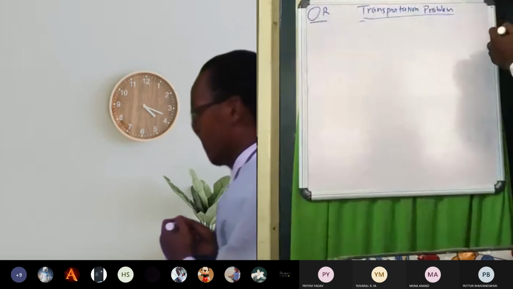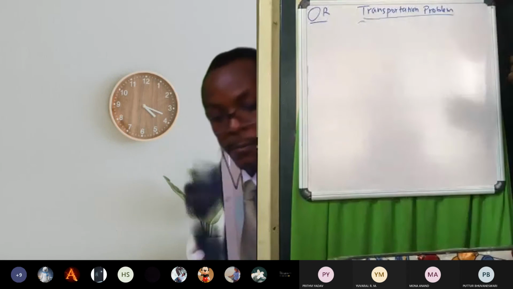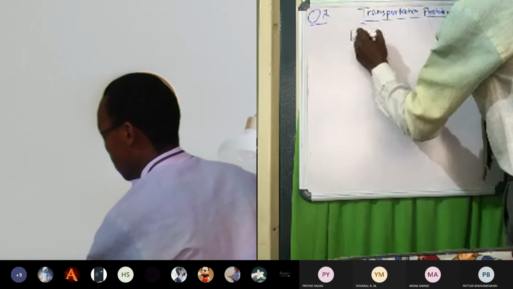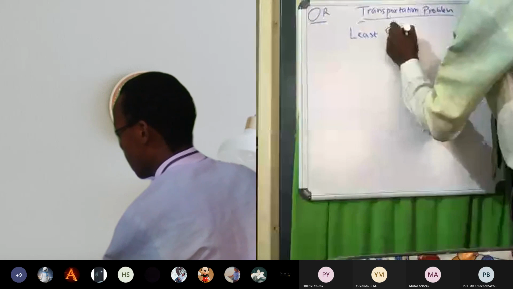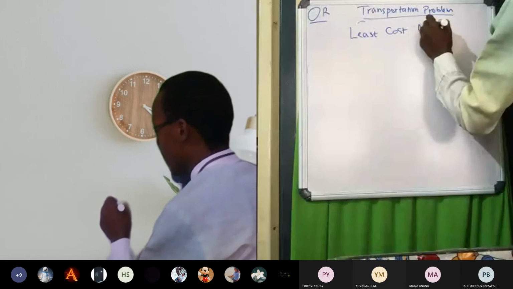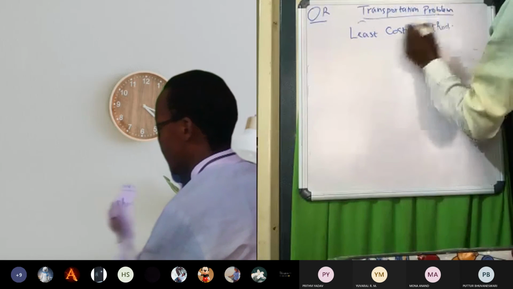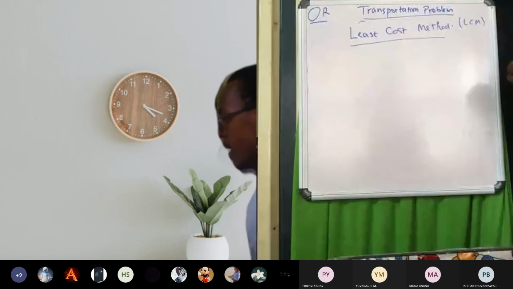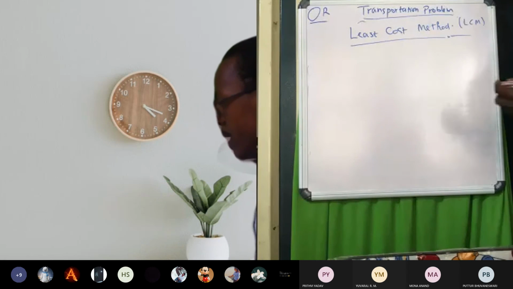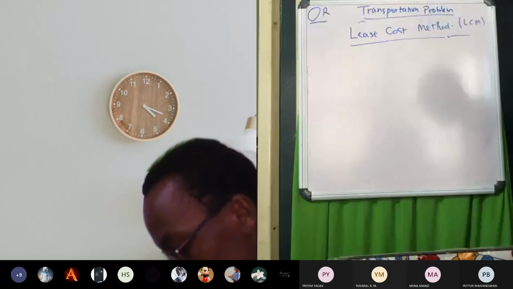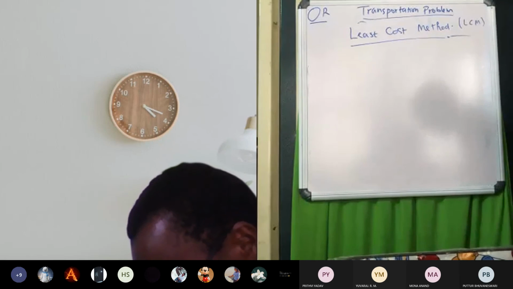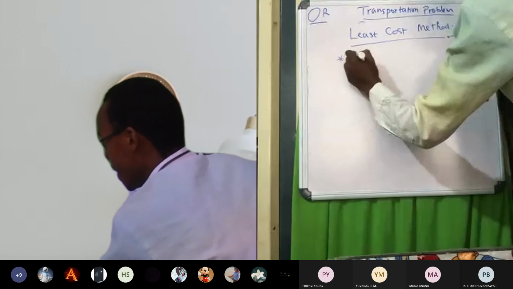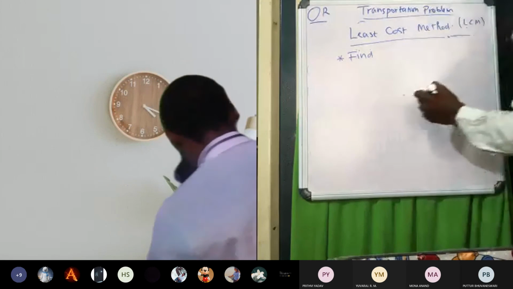So look at this one. The next one is going to be the minimum cost. We are going to have what is called the least cost method, LCM. What is this least cost method for a transportation problem? Now, what is it going to do? In this method, what you're going to do is find the least cost value.